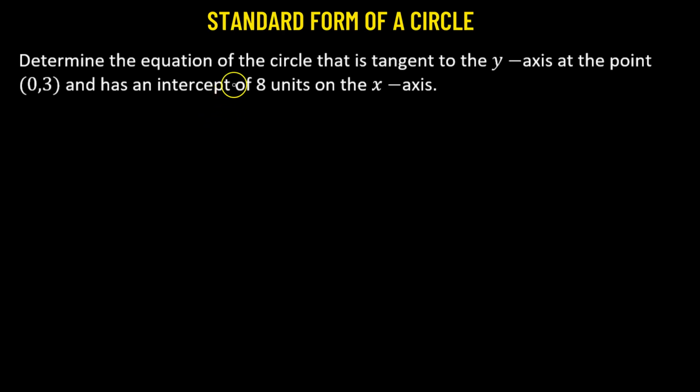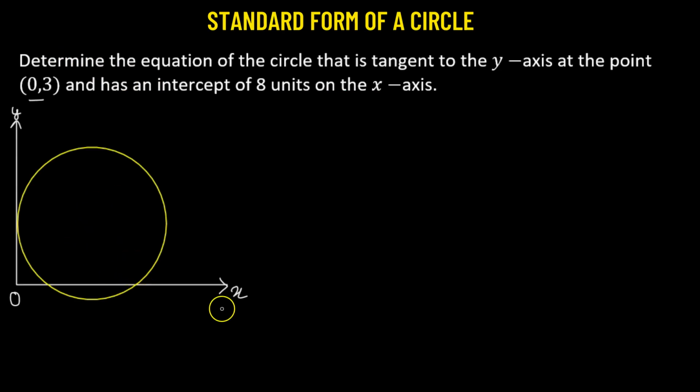In this problem, we need to determine the equation of the circle that is tangent to the y-axis at the point (0, 3), and it has an intercept of 8 units on the x-axis. So let's try to understand the problem graphically first.